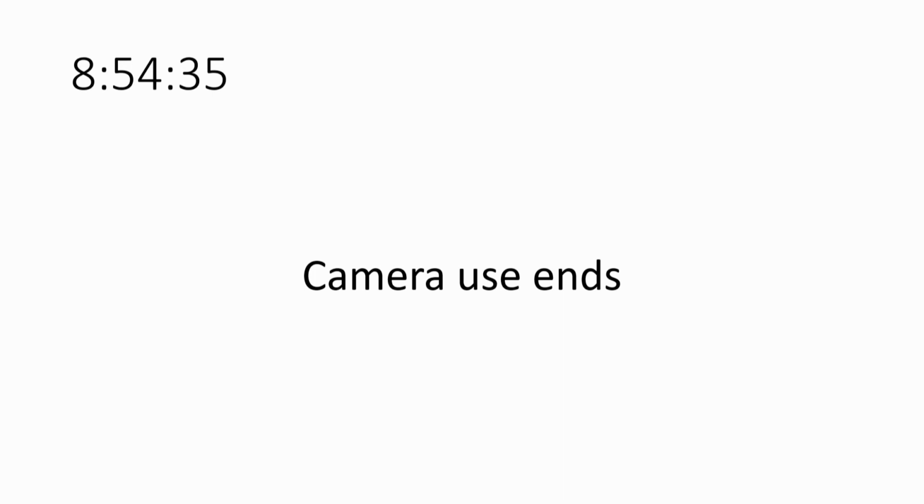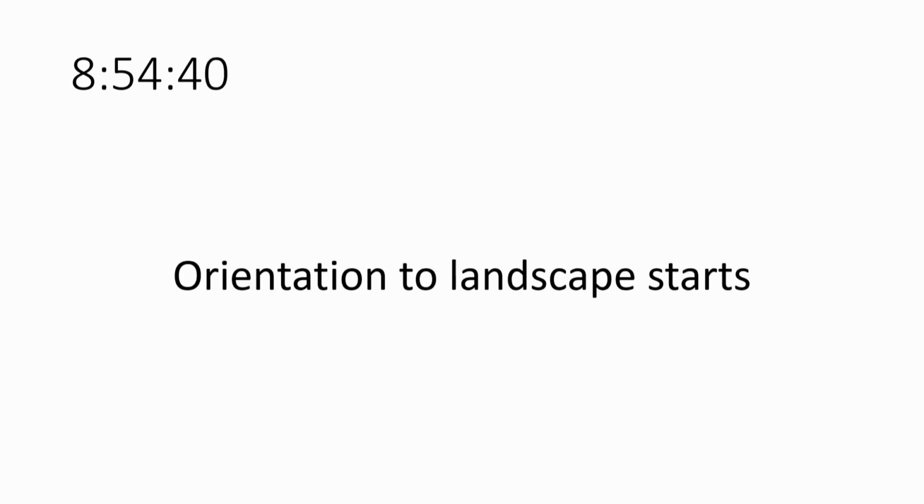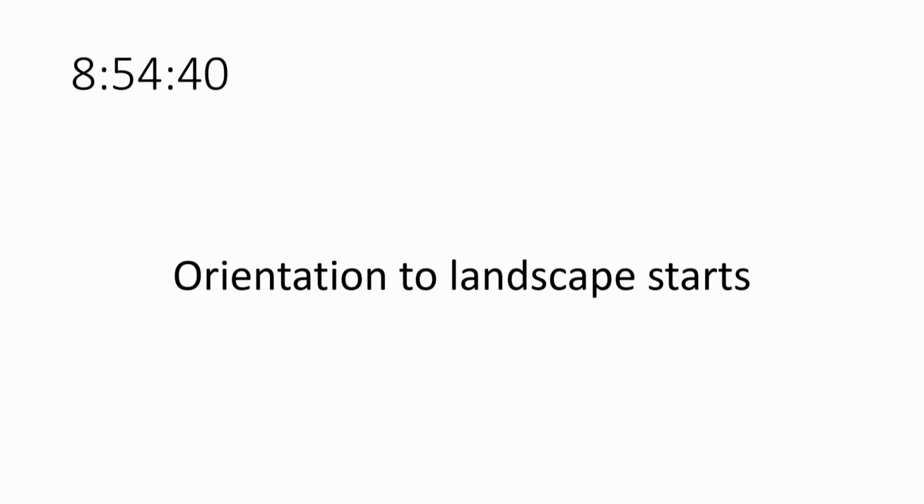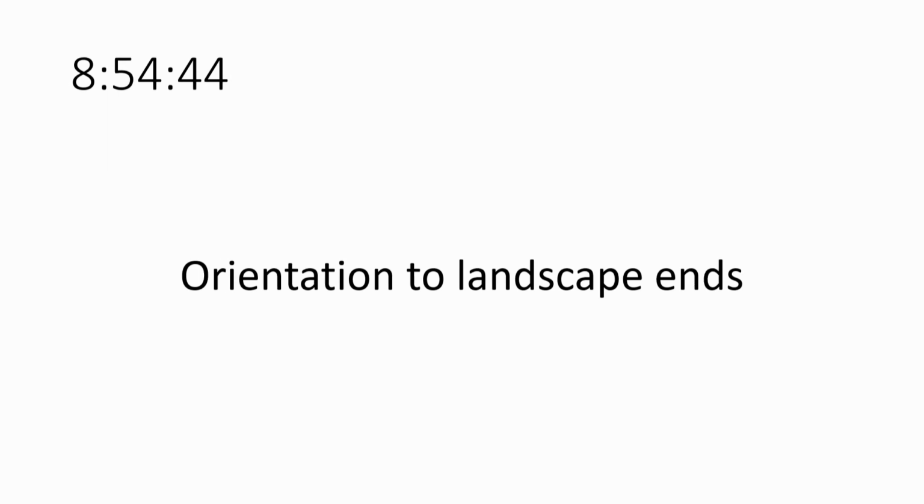And keeping in mind the time stamp, go to the next slide. At 8:54 and 40 seconds, orientation to landscape starts. Okay. And so how long was that since the camera usage? About 5 seconds since it ended. Next slide. And then at 8:54 and 44 seconds, the orientation to landscape ends. And next? At 8:55 and 4 seconds, the backlight turns off and the orientation to portrait starts.